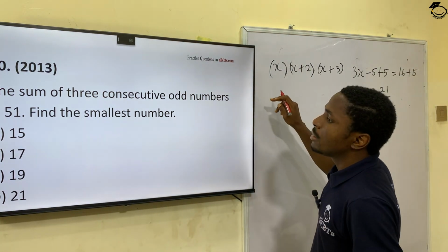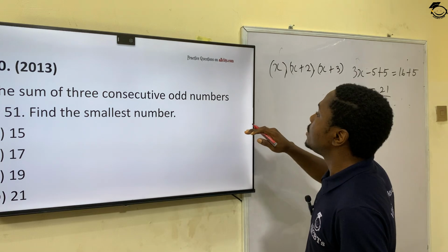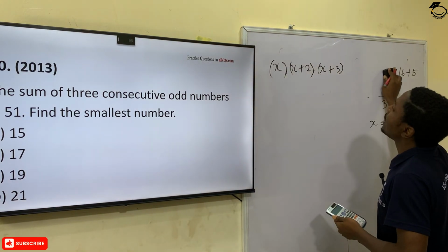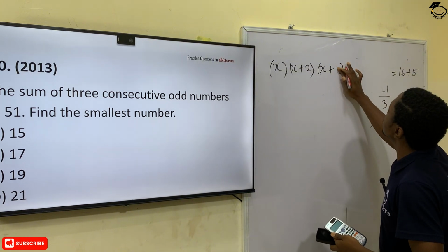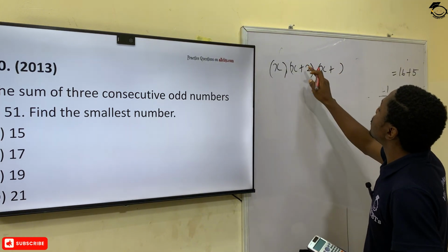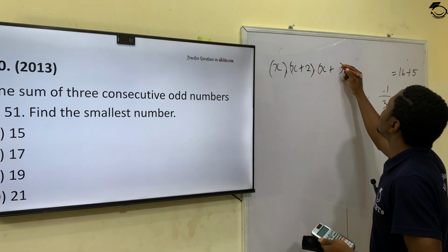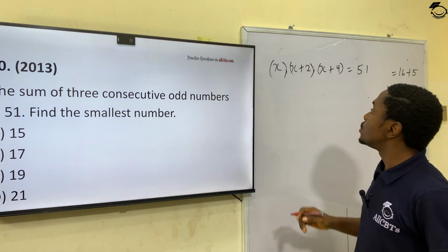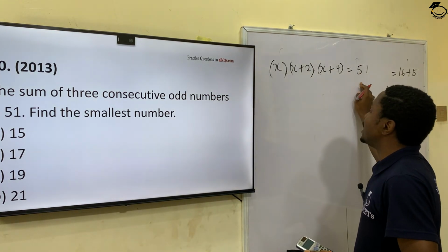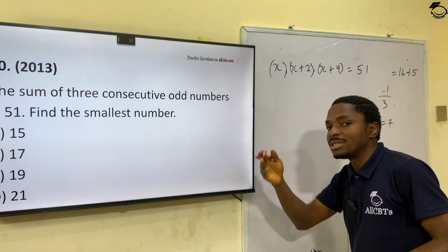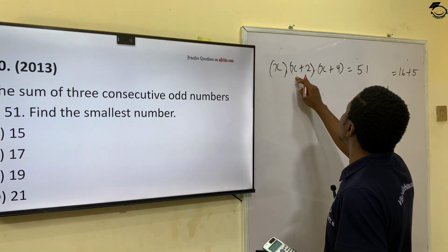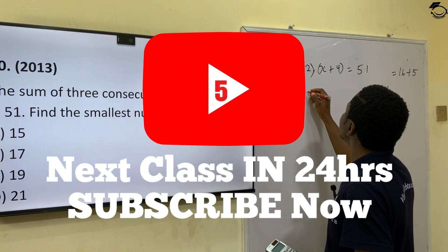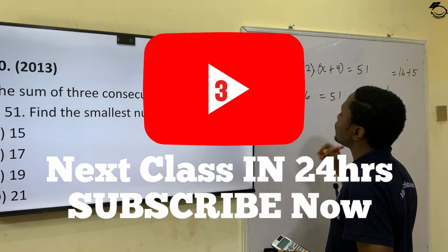Then you have the total of it equals what? 51. So x plus 2, no, because they must be consecutive: 0, 2, 4. So this has to be x plus 4. Equals 51. So you add this together and it must give us those 3 consecutive numbers. So x, that becomes 3x plus 2 plus 4, 6, equals 51.